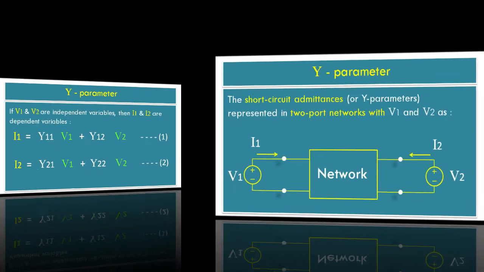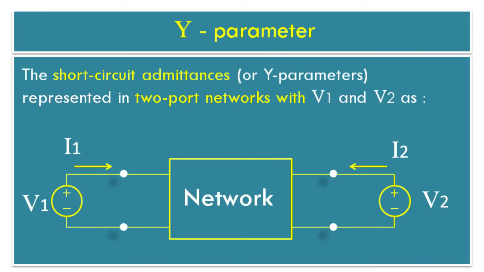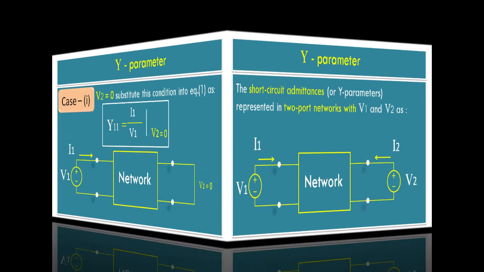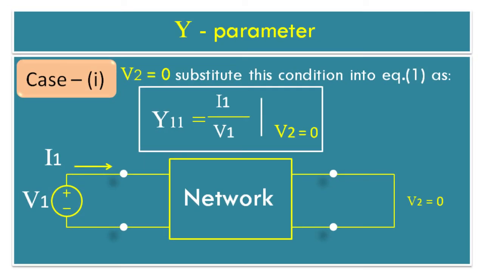The short circuit admittances are represented in two-port networks with voltages V1 and V2 as, let's refer to the diagram. A two-port network is given with voltages V1 and V2 as inputs at port 1 and 2, and we are measuring currents I1 and I2 at port 1 and 2 respectively. Please remember the current directions at the time of analysis of given networks or circuits. Let's study case 1 of short circuit admittance.